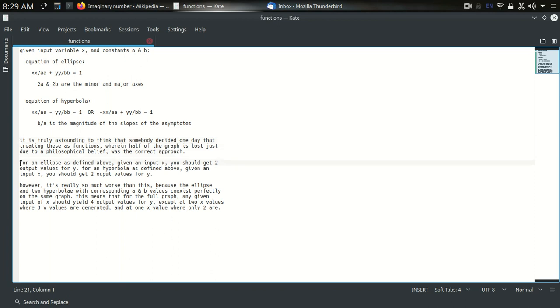Right? So, what should happen for an ellipse as we defined it above? Given an input x, you should get two output values for y when you're actually on the ellipse. When you're away from the ellipse, then you get nothing. You get no outputs. Which is fine. No outputs is not a problem for a function. But more than one output is a problem for a function. That's a stupid thing to be obsessing over.